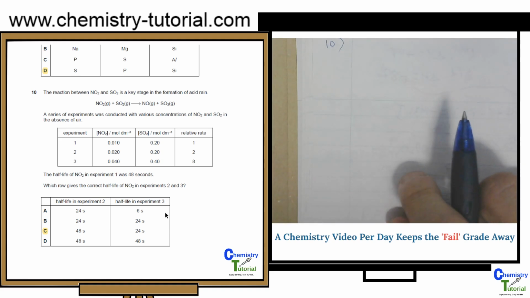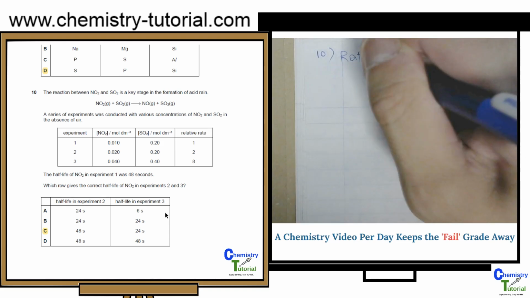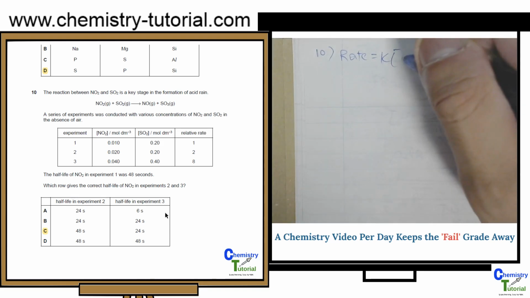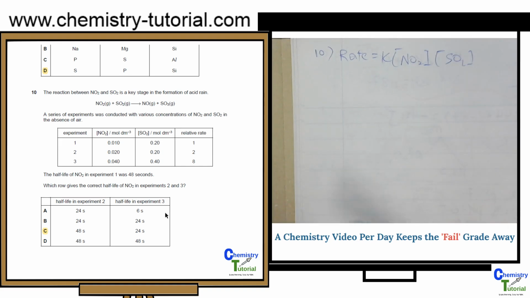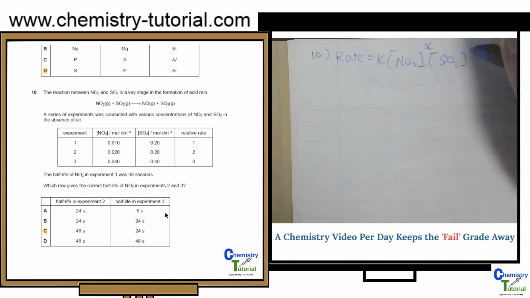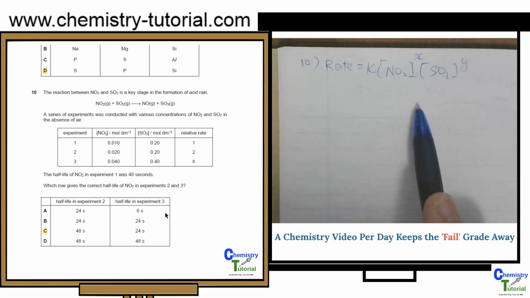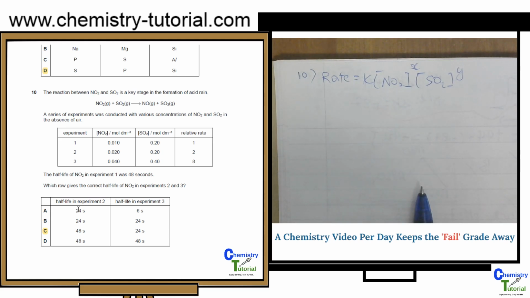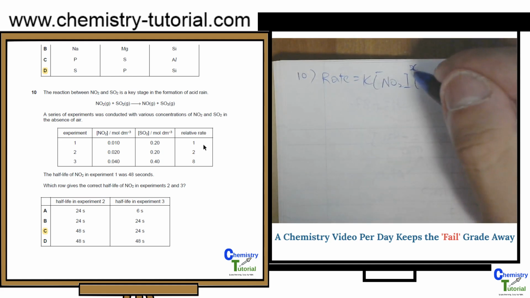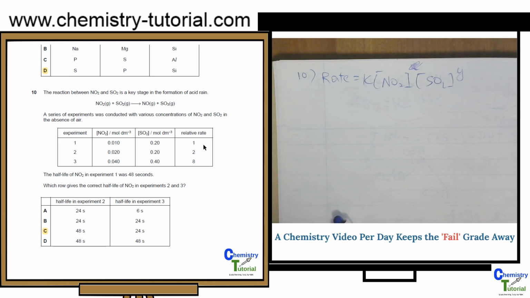Now to solve this question, first we need to be able to determine the rate equation. In other words, we need to know the order of reaction of NO2 as well as SO2. Let's call these x and y first. To determine the order of reaction with respect to NO2, we can compare experiments 1 and 2, because the concentration of SO2 is fixed. So notice when the concentration of NO2 doubles, the relative rate also doubles, which tells us that the order of reaction with respect to NO2 is simply first order.